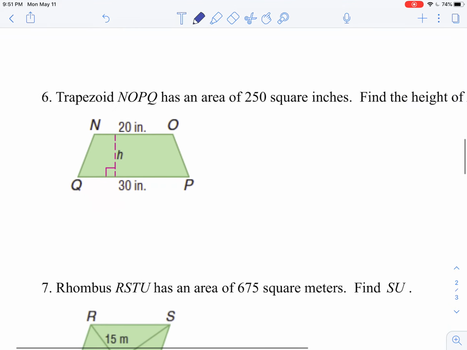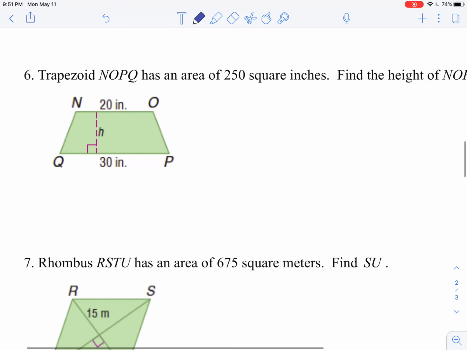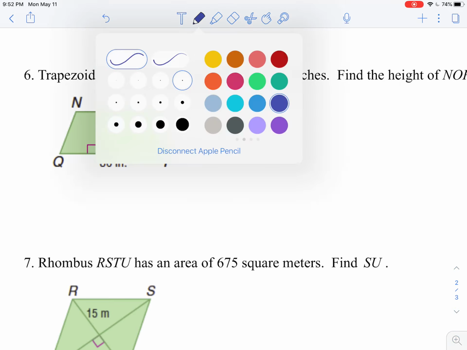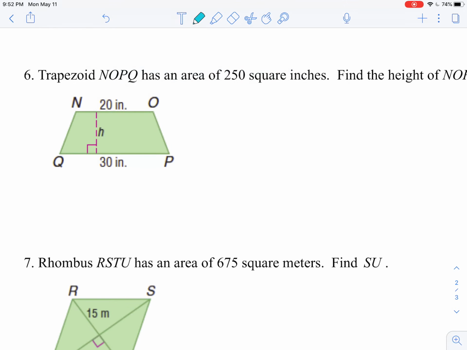Okay, when you flip over to the back, question number 6. Trapezoid NOPQ has an area of 250 square inches. Find the height of the trapezoid. So we have our starting area. We have the two bases. Here we have to solve for the height. We're going to use the same formula for area. So for a trapezoid, that's 1/2 times the height times the sum of the bases.